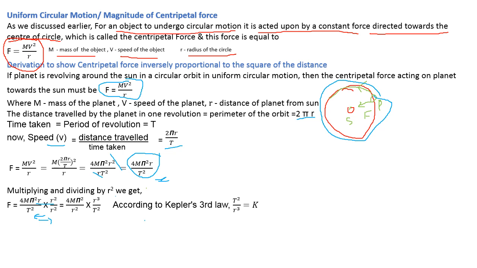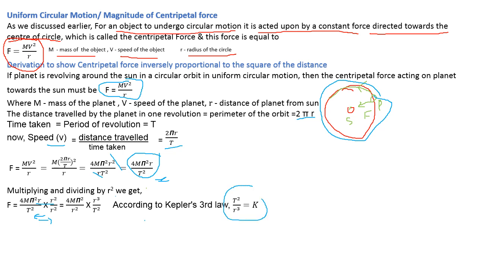The T² in the first fraction comes in the second fraction, and r² in the second fraction goes in the first fraction, meaning the denominators are only exchanged. In the numerator, r into r² becomes r³. Why did I do this? Because according to Kepler's third law, T² upon r³ is equal to k.